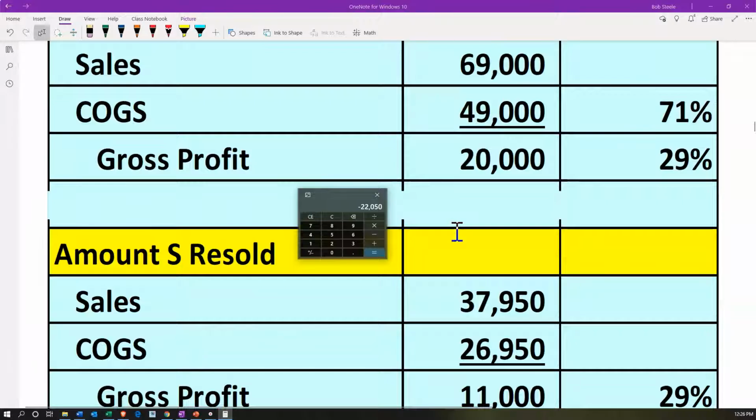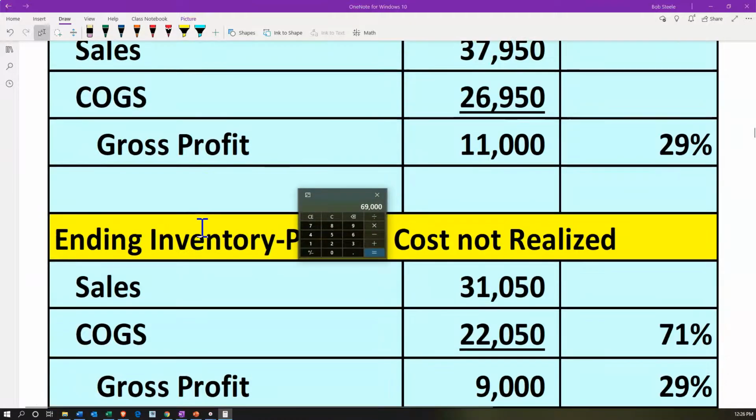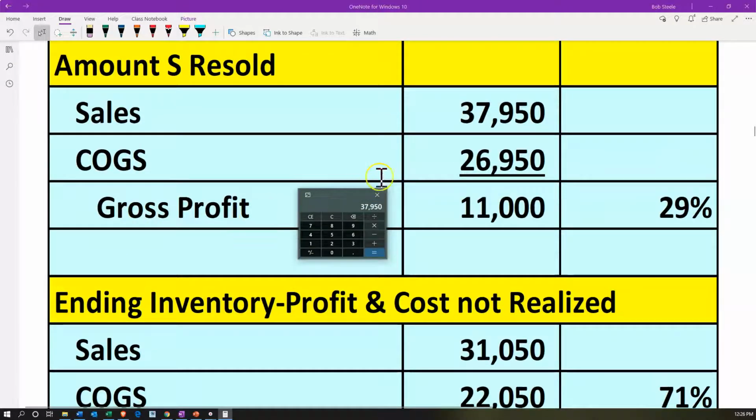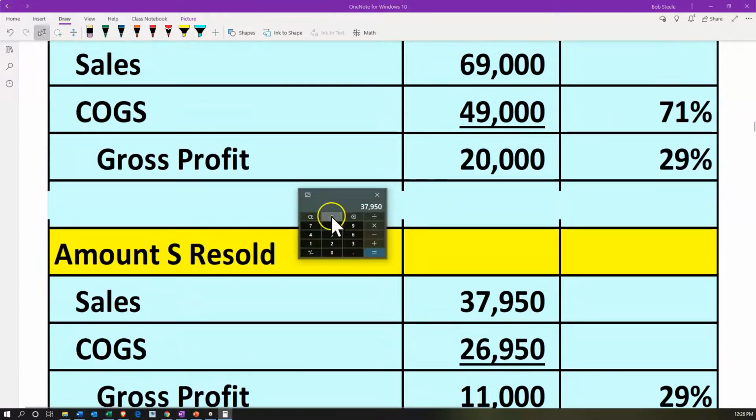We could figure out the amount that is resold. And I know I'm doing this a little bit quickly because we focused more on this in prior presentations. So if you want to focus in on this area, you can go back to those prior ones and look into them. But now we're going to take the 69,000 minus what we have down here, which is the 31,050. That's going to be the 37,950, the amount that is resold of the original sales price.